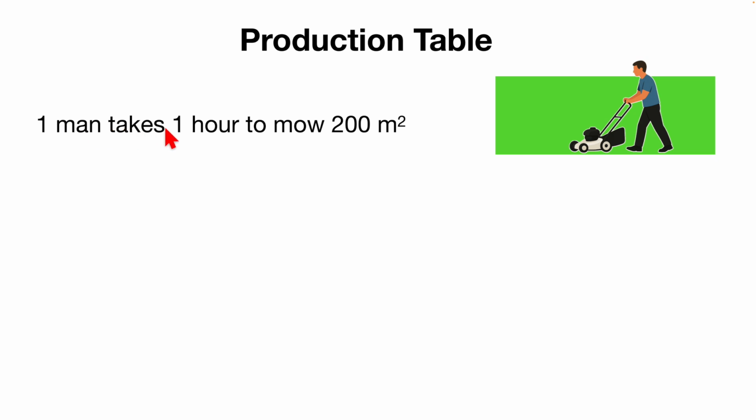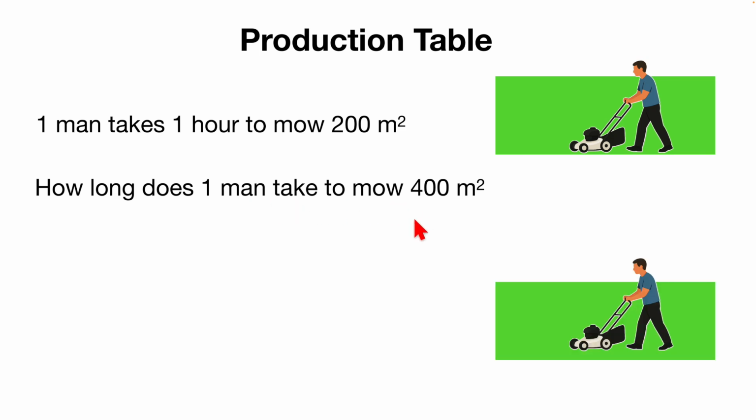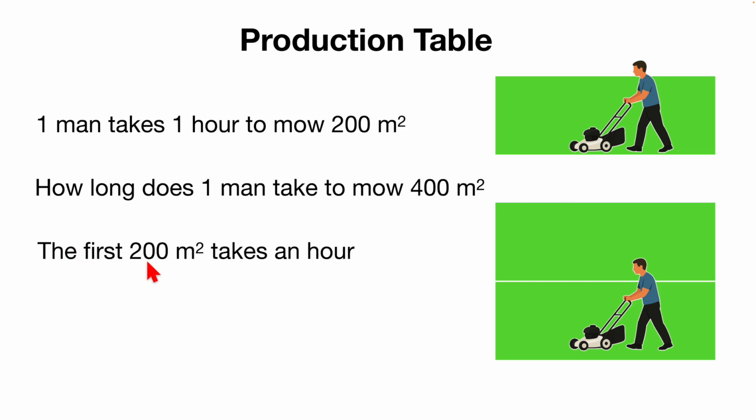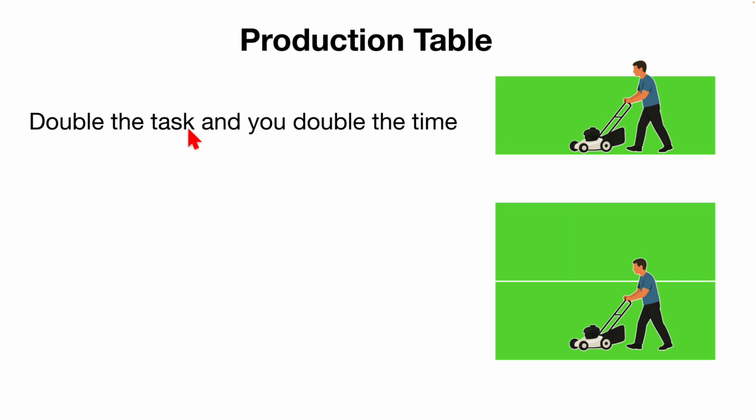One man takes 1 hour to mow 200 square meters. How long does one man take to mow 400 square meters? Well, we've got a picture of the man and we've got more to mow. So the first 200 square meters takes an hour, and the second 200 meters squared also takes an hour. So in total, it's 2 hours. You can see you've doubled the task and you've doubled the time. If you double the task, you double the time.